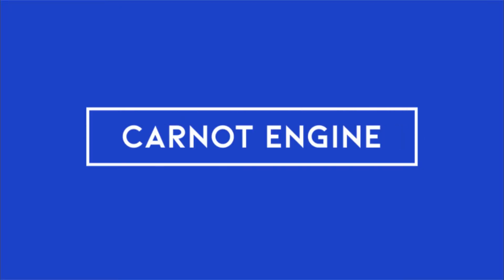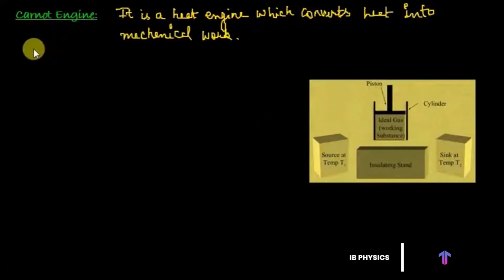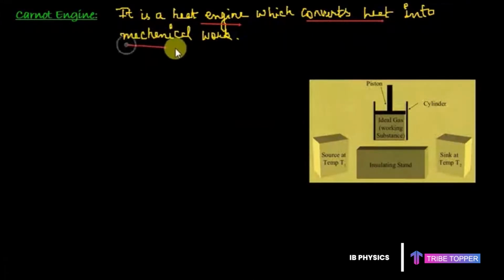And in this video you're going to learn about the Carnot engine. So what is a Carnot engine? It is just a simple heat engine, or we can say a device which converts heat energy into mechanical work. And it is based on the second law of thermodynamics, according to which there is no machine that can convert all the heat energy into work without rejecting any heat to the surroundings or without any heat losses.